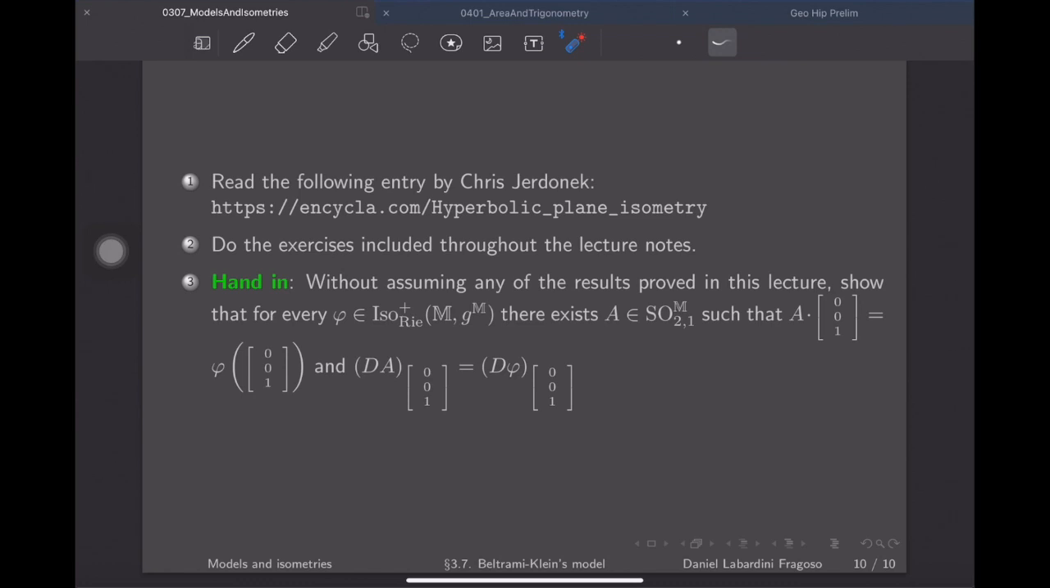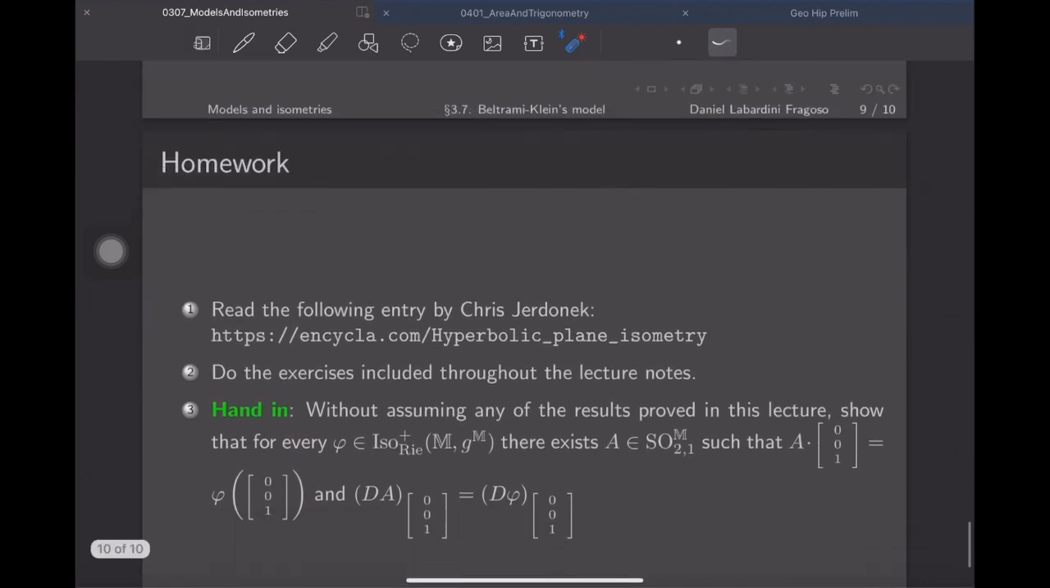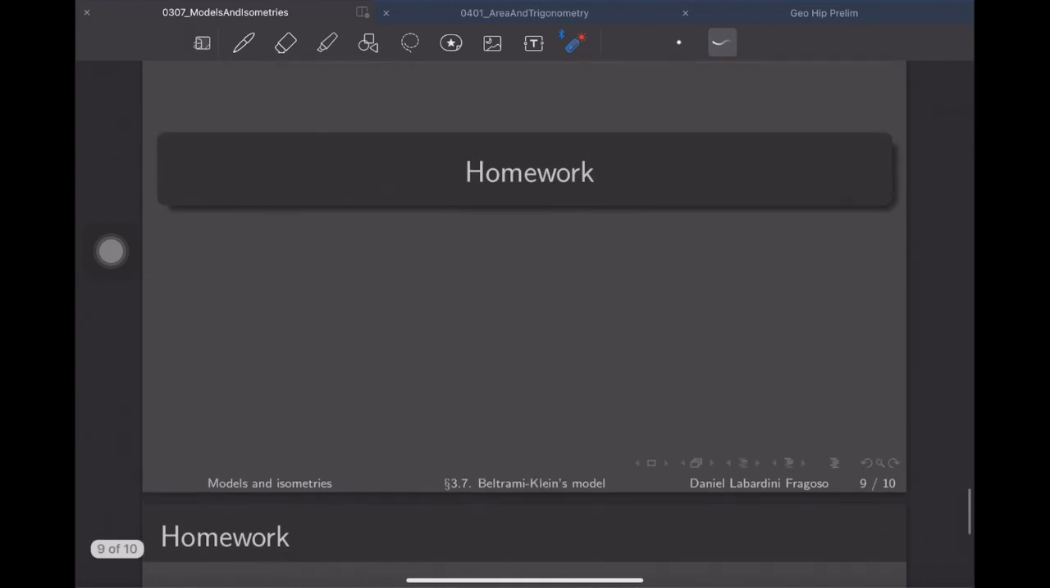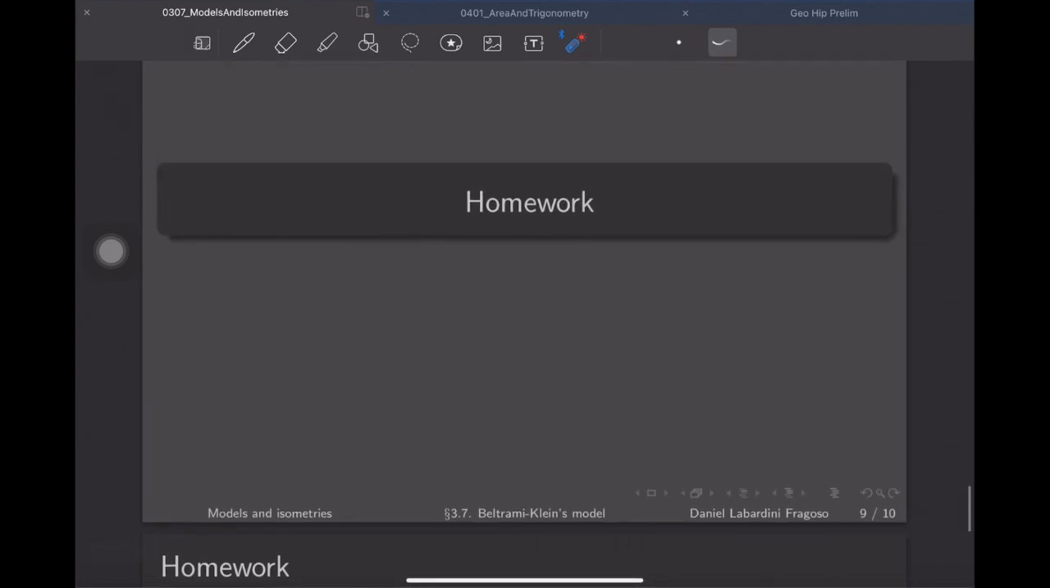I would say it's a very instructive exercise. I mean, I think it's a fun exercise. At some point you really have to play with the fact that the stabilizer of the North Pole is isomorphic to the circle.